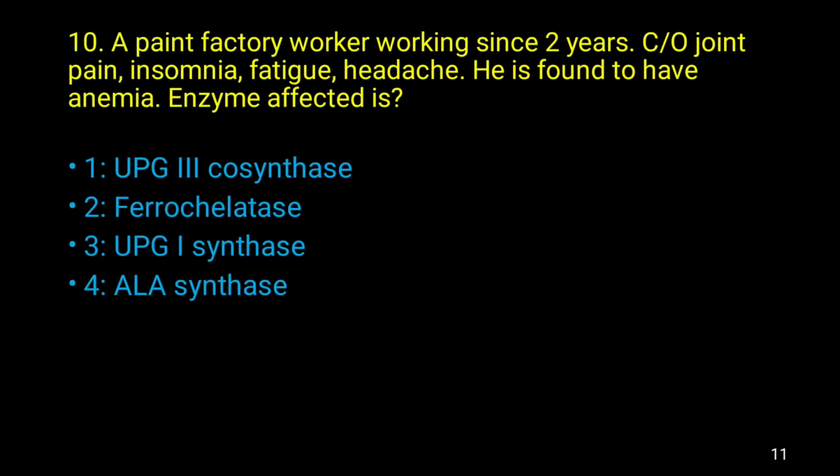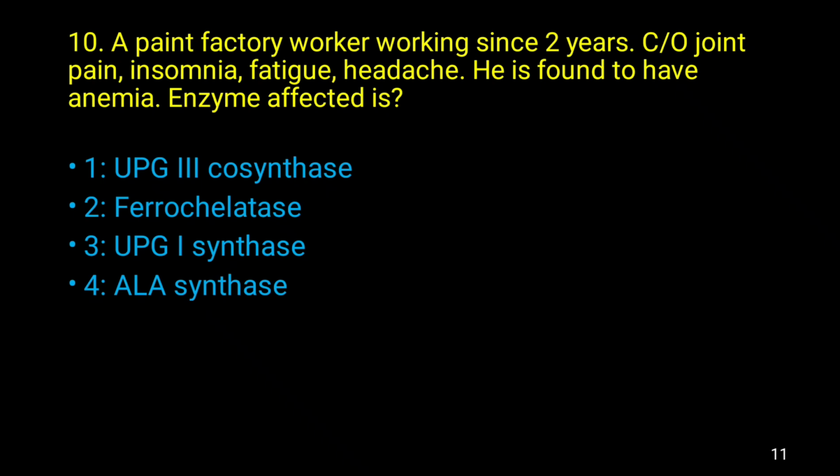Now, another interesting question. A paint factory worker working for 2 years complains of joint pain, insomnia, fatigue, headache. He is found to have anemia. The enzyme affected is? Here the options are given: UPG3 cosynthase, ferrochelatase, UPG1 synthase and ALA synthase. All are related with the heme synthesis pathway. So from the options you can choose one pathway, that is heme synthesis. All of them are related with some porphyria, but nothing here is about porphyria. The only thing is about anemia.